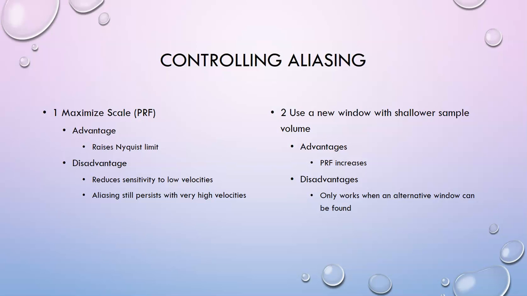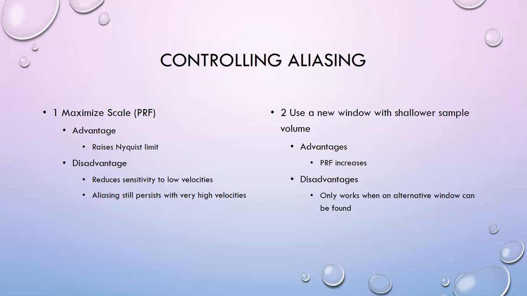The other thing you can do to reduce aliasing is use a new window with a shallower sample volume. This allows you to increase your PRF even more. The disadvantage, of course, is that this only works when there exists a window that you can scan that's shallower.